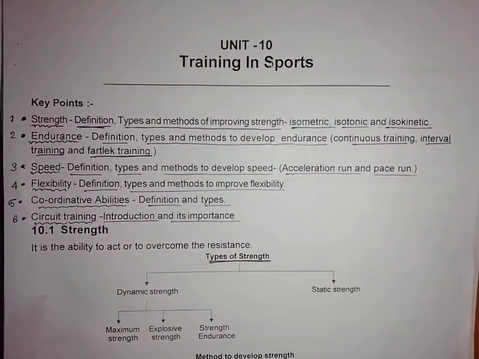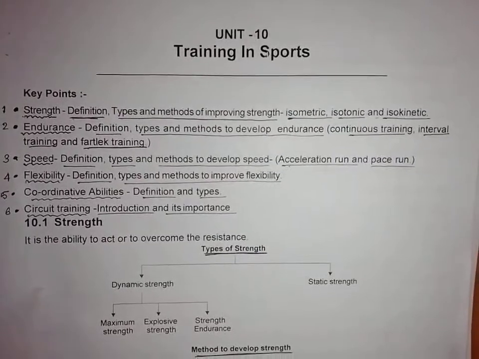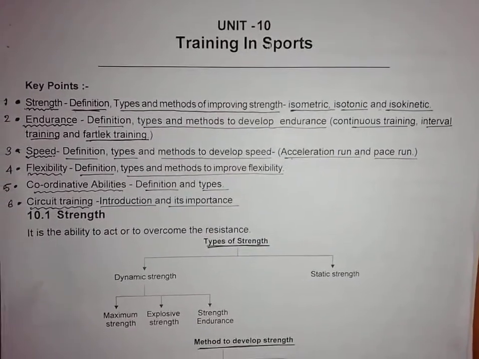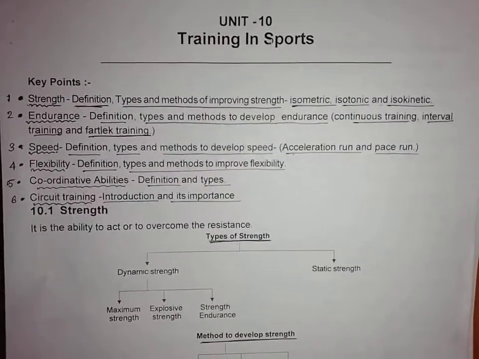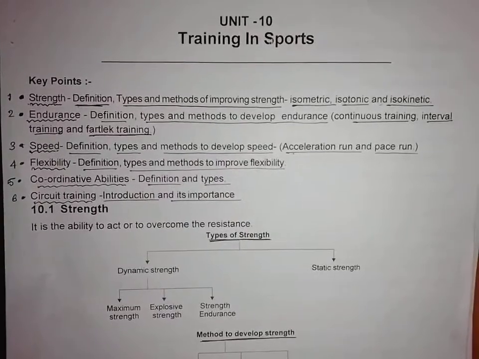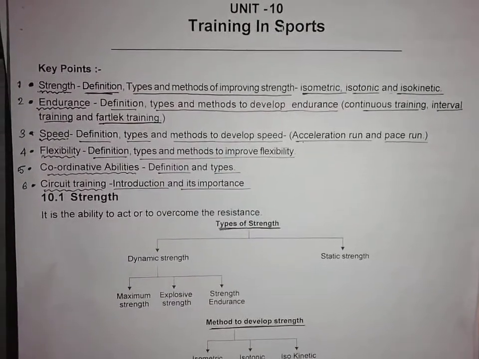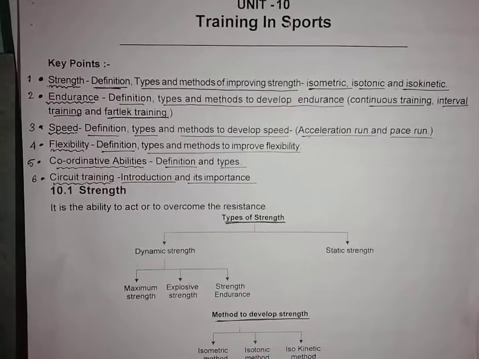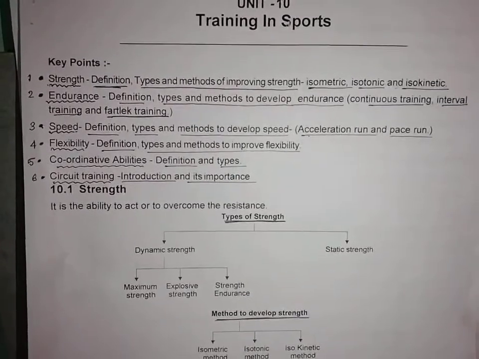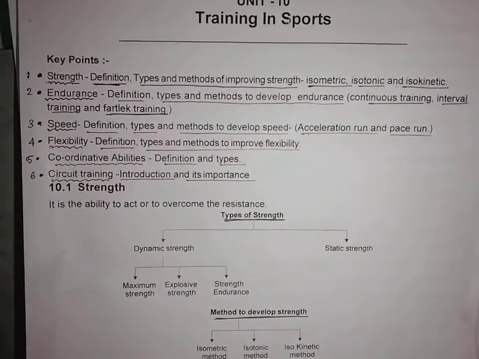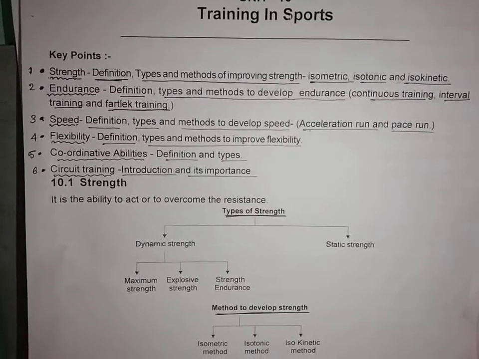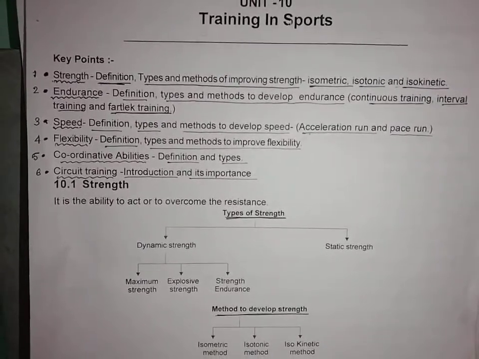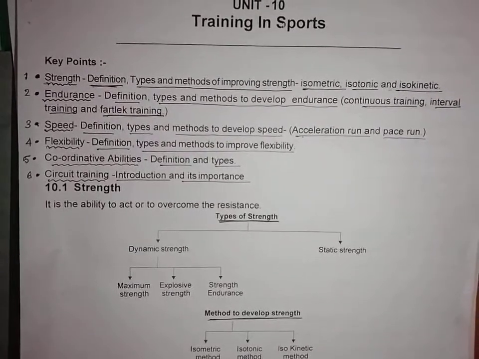Hello students, welcome back. This is the Unit 10 Training in Sports Part 2. In the first part, I have covered strength, endurance and speed. Some parts were completed and some are still left, like some portions of speed, flexibility, coordinative abilities and circuit training. These parts I will explain today in this video.